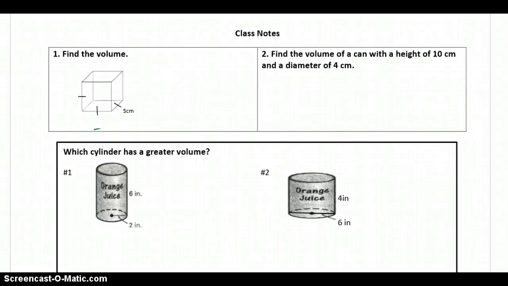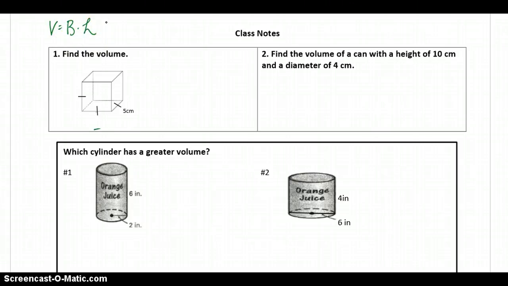Alrighty, here are the class notes for section 9.4. We're talking about the volume of prisms and cylinders, and again, our formula is V equals capital B times H, where capital B is the area of the base.